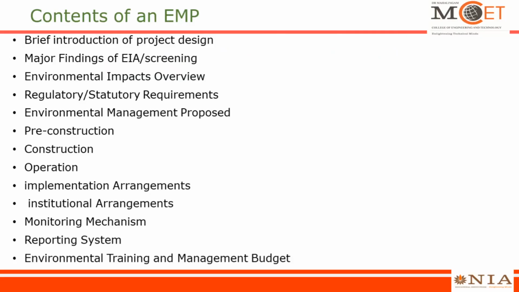Contents of an EMP: a brief introduction of the project design, major findings of the EAA or screening process, environmental impacts overview, statutory requirements or regulatory requirements, what is the EMP proposed, for the pre-construction, construction, operation phases. So that is linked with the environmental management proposed, right? So pre-construction, construction, operation, they are all coming under that head. Then implementation arrangements, institutional arrangements, monitoring mechanism, reporting system, environmental training, and management budget.